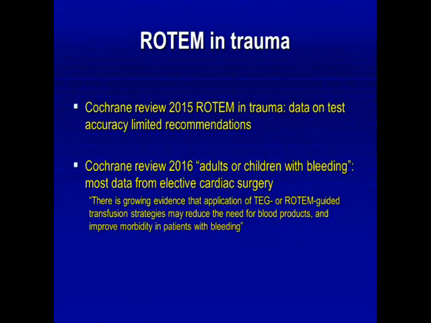They did an update in 2016, but obviously they included a lot more patients from different populations. So seemingly anybody who was bleeding was included in this review, so adults or children with bleeding. And they stated that using some type of viscoelastic testing can reduce need for blood product transfusion and improve morbidity. The problem with the data at this point was that most of it was coming from elective cardiac surgery, so it's hard to really apply this to trauma or postpartum hemorrhage or liver transplant.